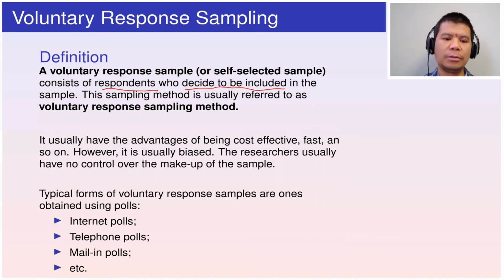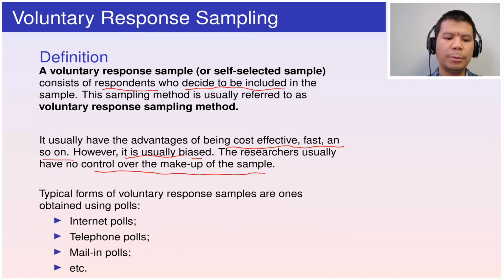It usually has the advantage of being cost-effective, fast, and so on, which is similar to convenience sampling. But you have to be careful. The voluntary response sample emphasizes the fact that it is a voluntary response. The respondents decide to be included or not. However, it is usually biased. Researchers usually have no control over the makeup of the sample.